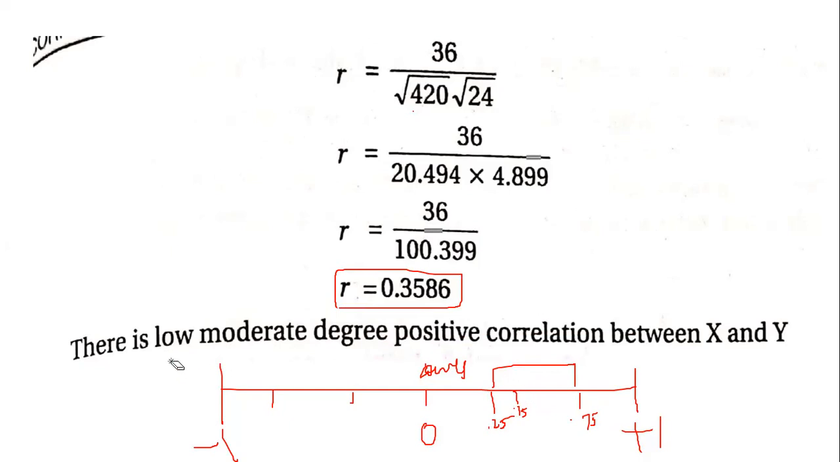So it is low moderate degree positive correlation between, this is important again, between which are the two types of data that we considered. One is X and other one is Y. So we have the low moderate degree positive correlation between X as well as Y. Okay, so this was the problem using direct formulas. Any doubts in this problem?